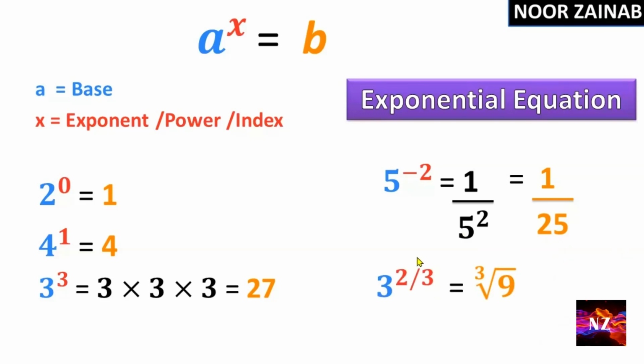So let's suppose we have a fraction in our exponent or power. The square of 3 is 9, 3 threes are 9, and we know that 1 by 3 power means the cube root. First we have to take the cube root of 3 because we have 3 in the denominator. And then we have to take the square of 3 because 2 is in the numerator.